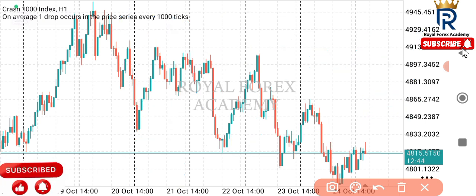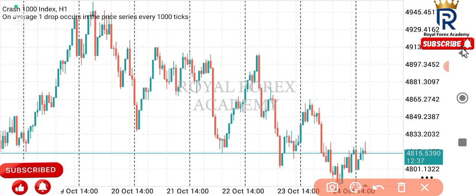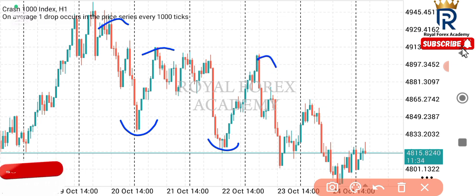So let's go into the analysis. This is Crash 1000. So looking at this, price has been moving the other way around. So from here we begin to have what? We have lower high, lower low, lower high, lower low, lower high, lower low, lower high, and a lower low. So this is how perfect and how simple we can now determine our trend.